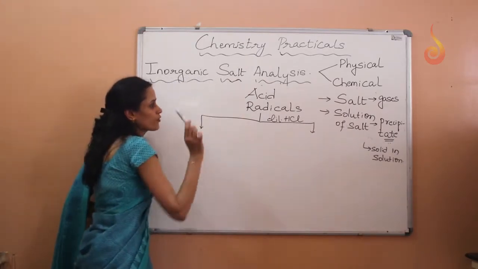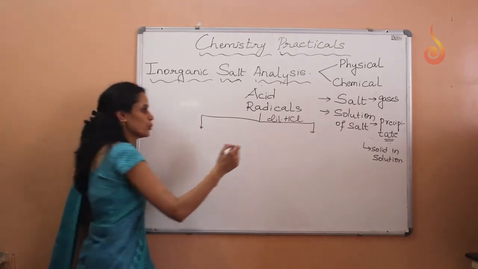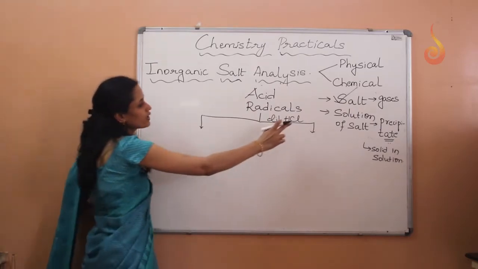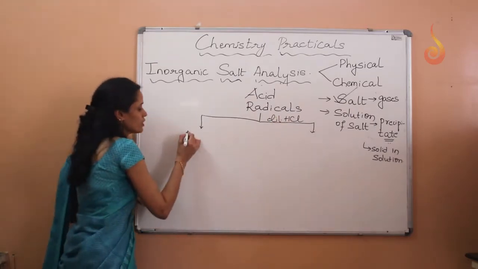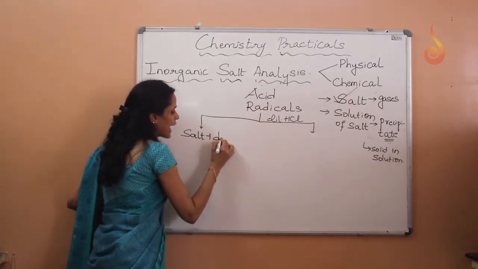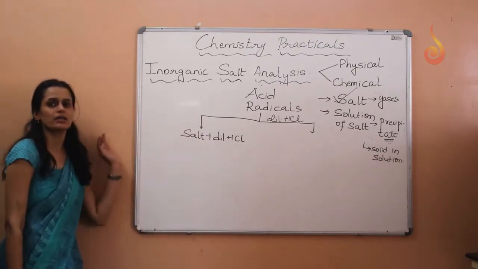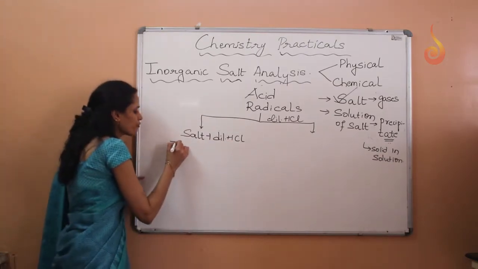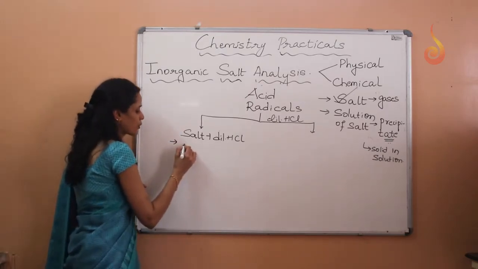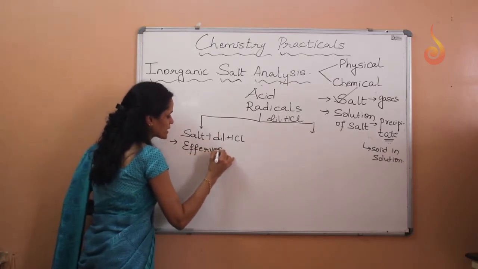Now, in the case of acid radical detection, for the first group and the second group, we always take the salt itself. We don't take a solution of the salt. So we will take the salt, and to that salt, we will add dilute HCl. Once we add dilute HCl, if first group acid radicals are present, then we observe effervescence.